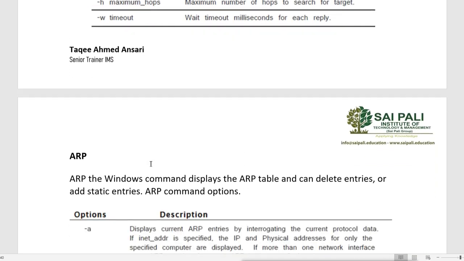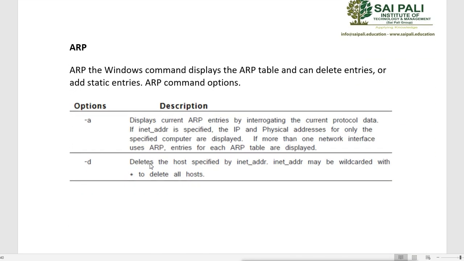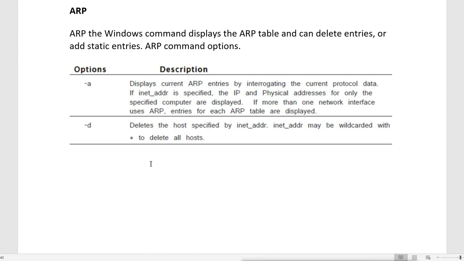Then we have the ARP command. The ARP command is a Windows command that displays the ARP table and can delete entries or add static entries. ARP command options are -a and -d. Now this command is to check the cache of ARP.